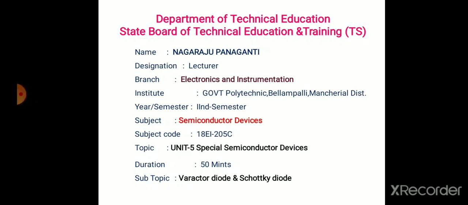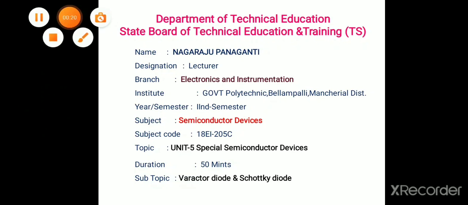Today we are going to discuss the special semiconductor devices. In this chapter, we are going to discuss the varactor diode and Schottky diode. In the last class, we already discussed the Zener diode, tunnel diode, and its applications and its working operation, where we are using these devices.